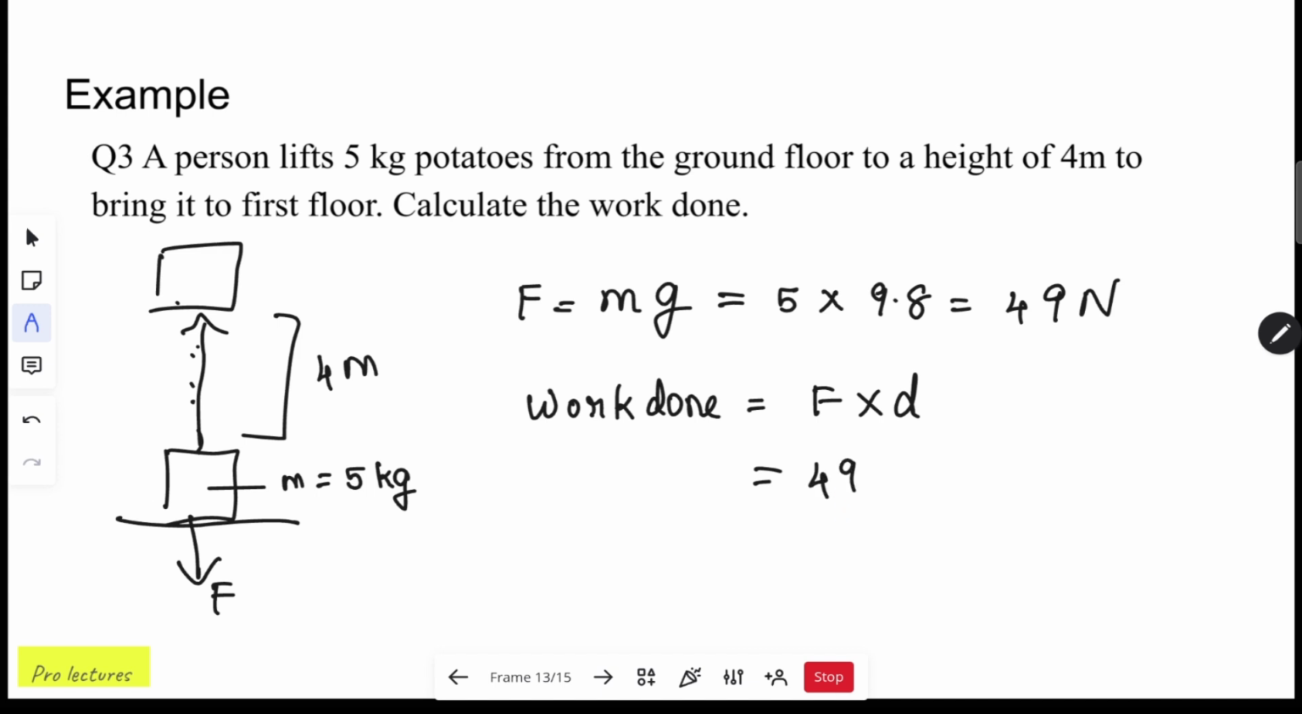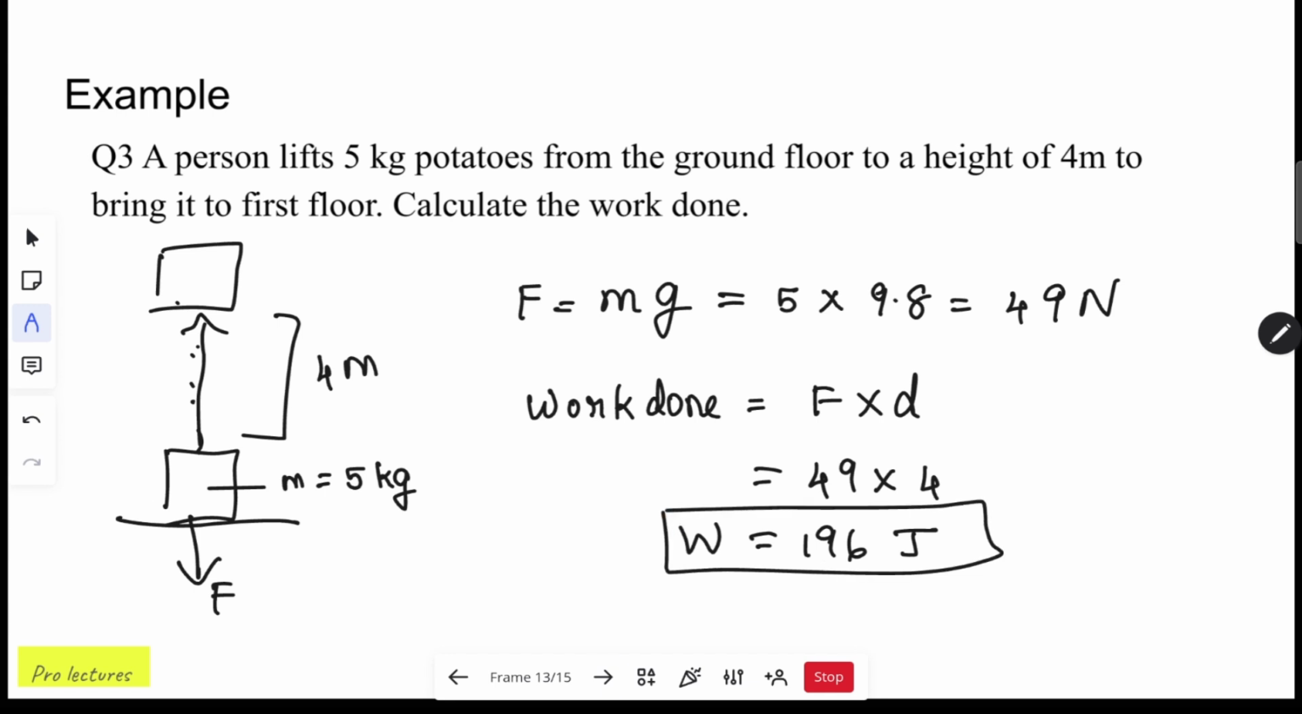We know that work is scalar, so there's no direction for the work. It's not a vector. It only has magnitude. So we can apply F into D. Distance is 4 meter. 9 fours are 36, 4 fours are 16, 17, 18, 19. So 196 joule is the work done in this case.